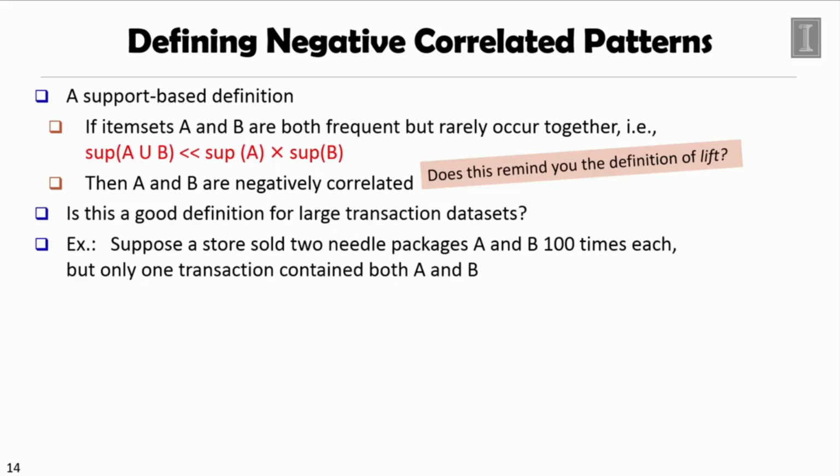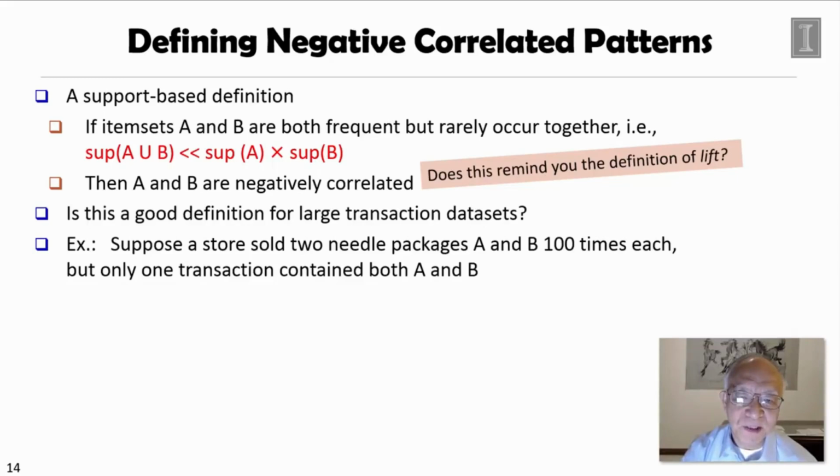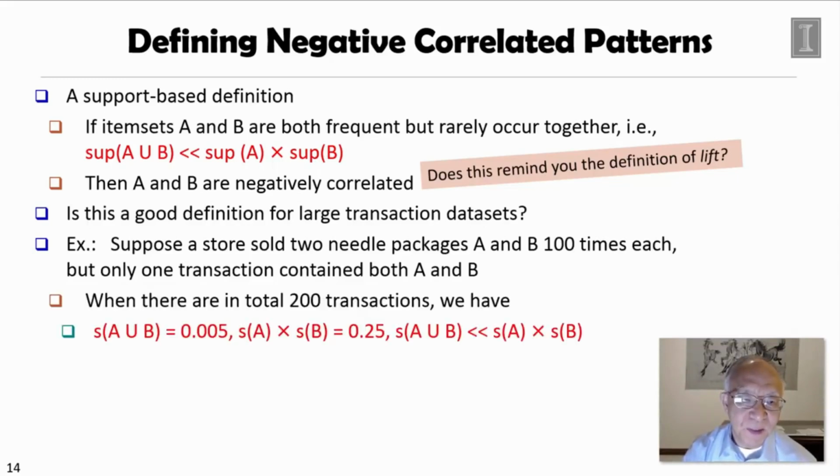Let's look at one example. Suppose a store sold two needle packages, A and B, 100 times each, but only one transaction containing both A and B. Then we will see these two needle packages, A and B, are likely negatively correlated. When there are in total only 200 transactions in your data set, support of A and B together is 1 over 200. This is a pretty small number.